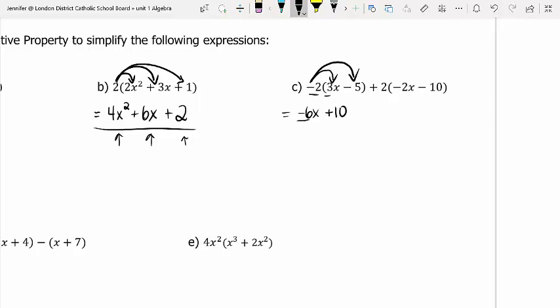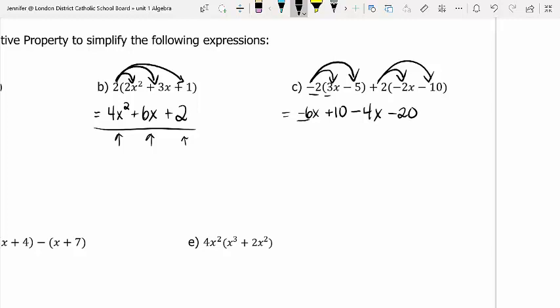Okay, now let's do distributive property on the second set of brackets. So positive 2 times negative 2x is negative 4x. And positive 2 times negative 10 is negative 20.